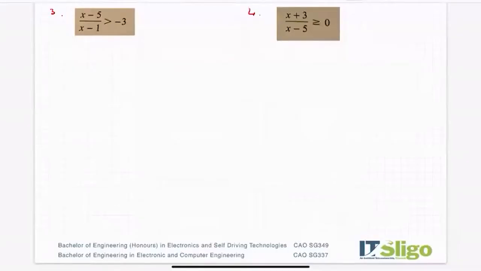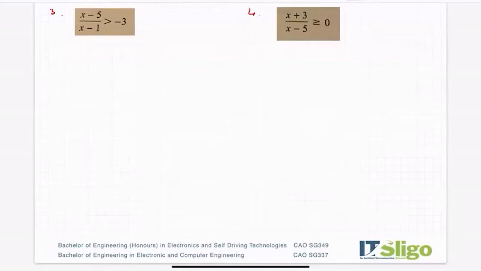Right, let's have a look at the inequalities that have fractions in them. So the first one there: x minus 5 over x minus 1 is greater than minus 3. So how do we solve this inequality?